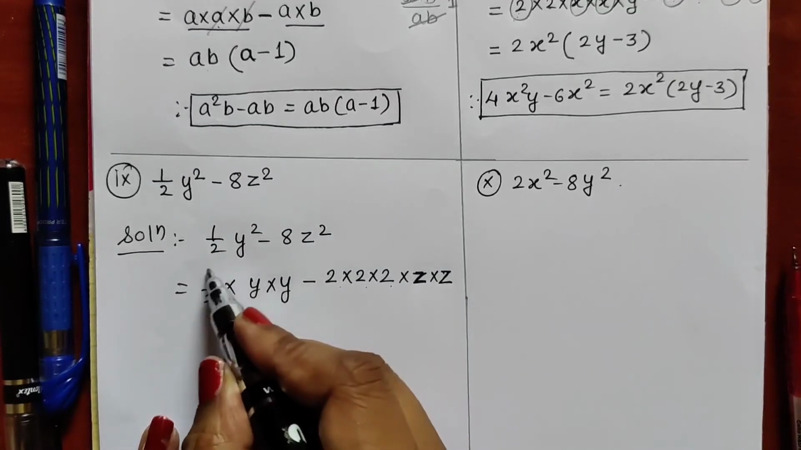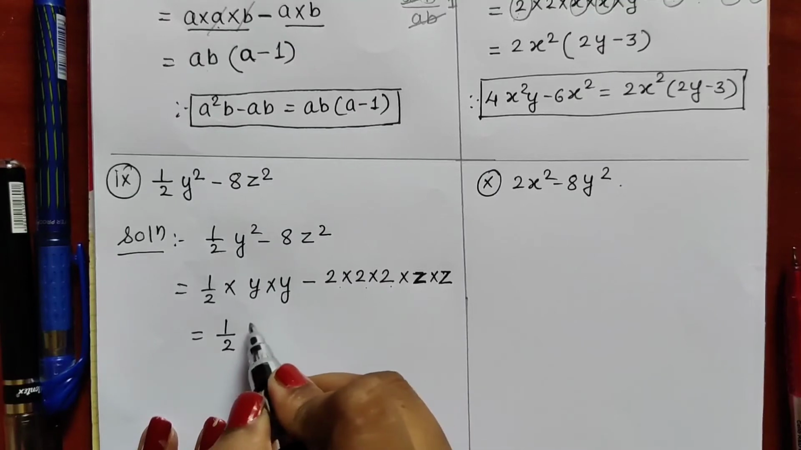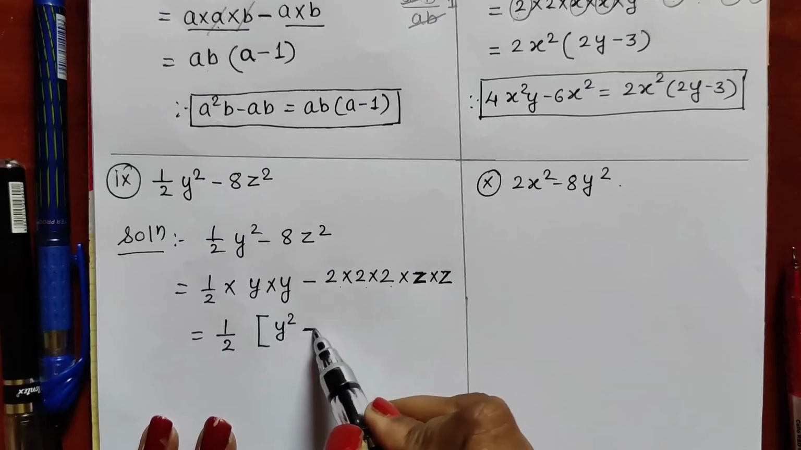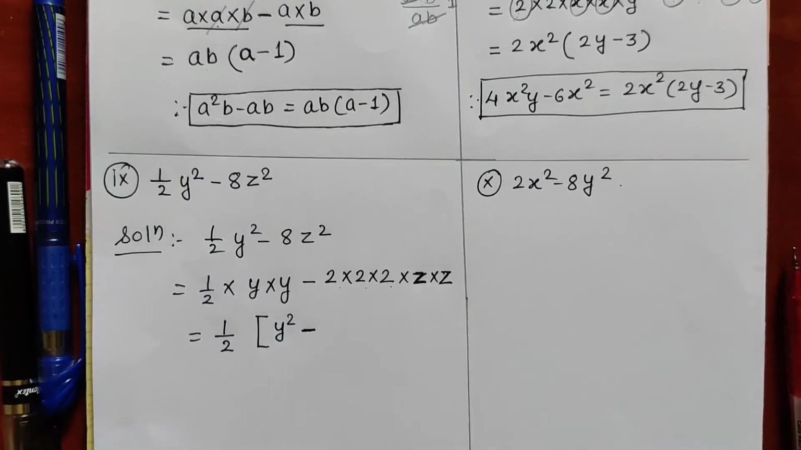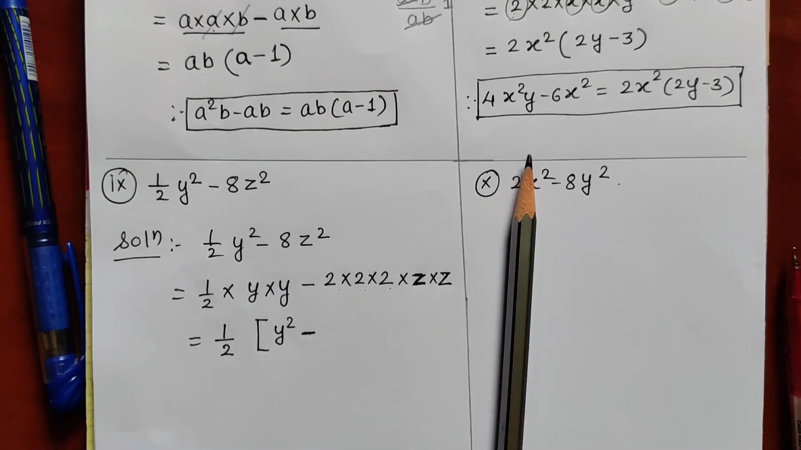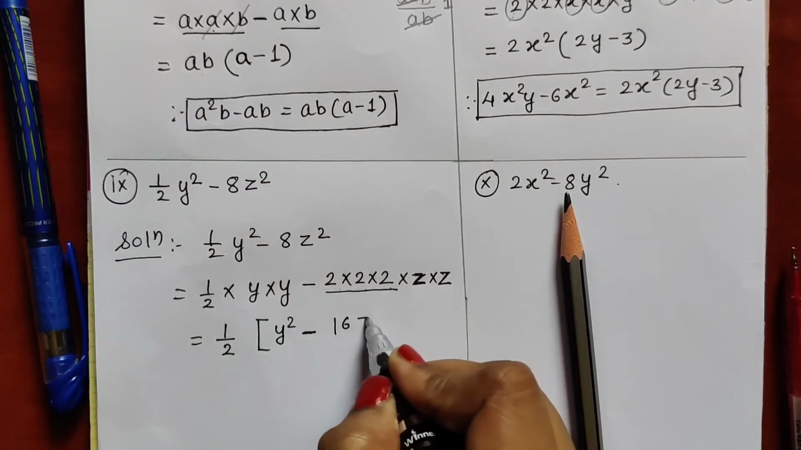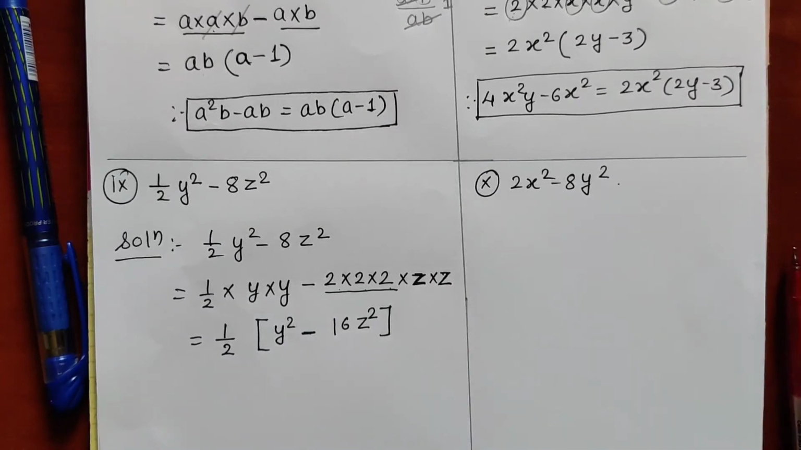We can take out this 1 upon 2 common, correct? 1 upon 2 can be taken out common, y square. From here, if I take out 1 upon 2 common, what will be remaining from the second term? 16 will be there, 16z square. I will show you how 16z square will be there.